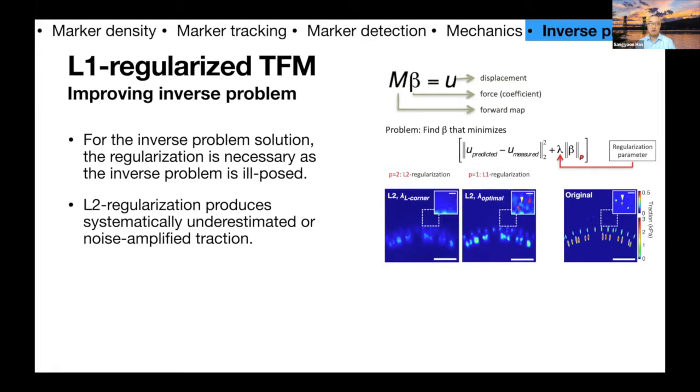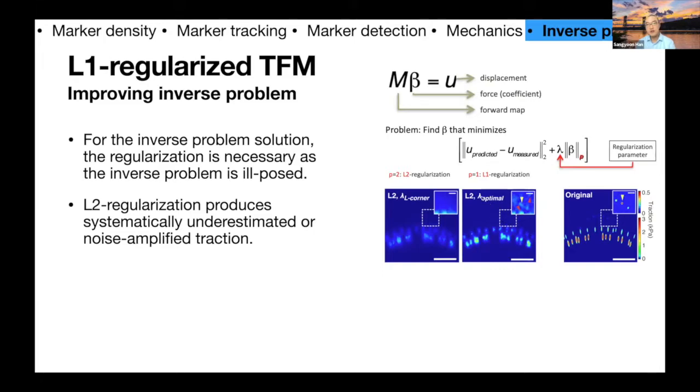So this is the outcome. When we use the very conventional L2 regularization with the L-curve regularization parameter, we see systematic underestimation. If you enhance the contrast of this range, we see a smoother force field, but the overall force level is diminished. And we don't see much force from the nascent adhesions. It's all smoothed out.